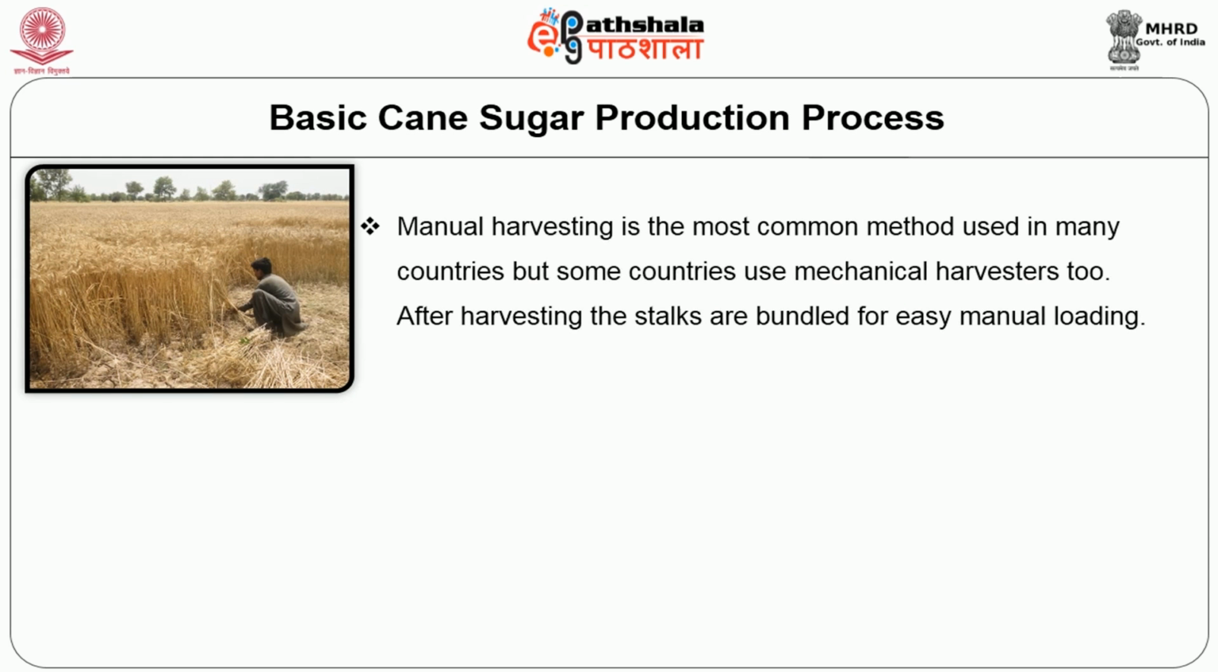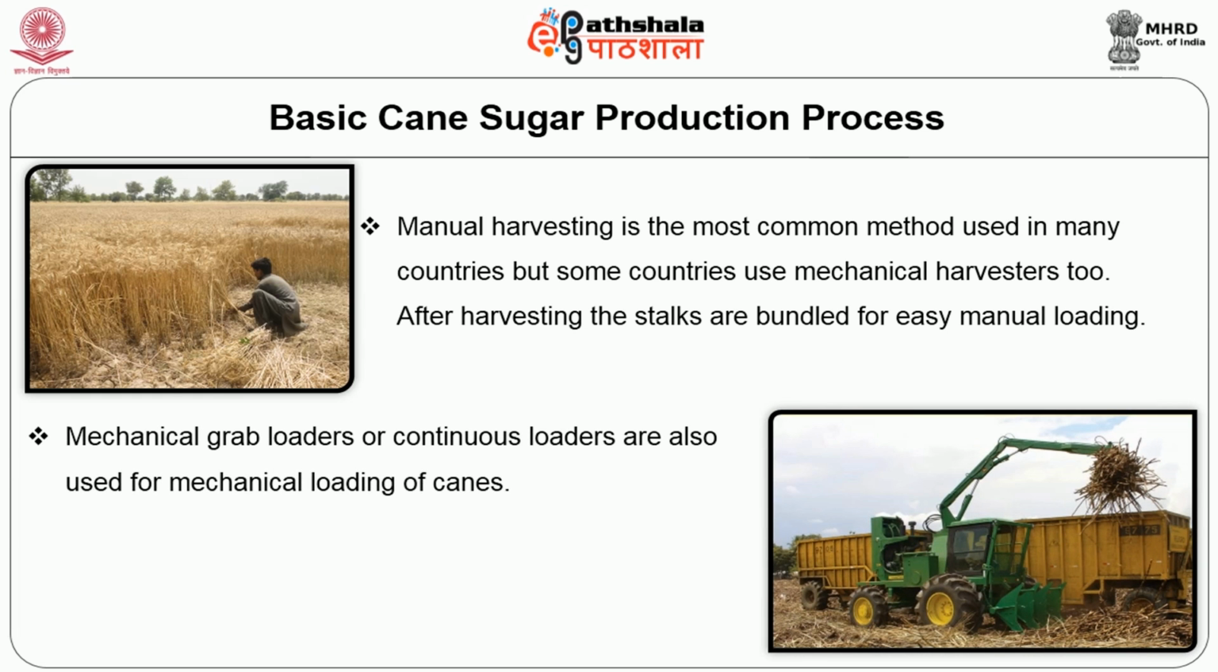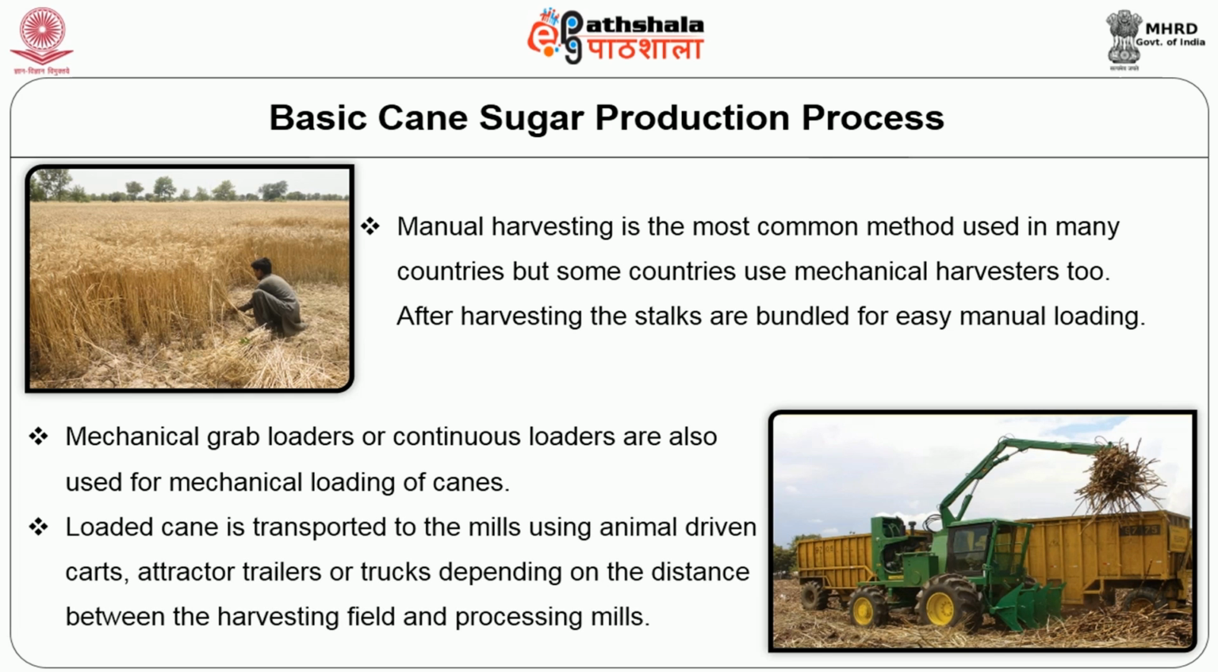Manual harvesting is the most common method used in many countries, but some countries use mechanical harvesters too. After harvesting, the stacks are bundled for easy manual loading. Mechanical grab loaders or continuous loaders are also used for mechanical loading of canes. Loaded cane is transported to the mills using animal-driven carts, quad trucks, trailers or trucks depending upon the distance between the harvesting field and the processing mills.